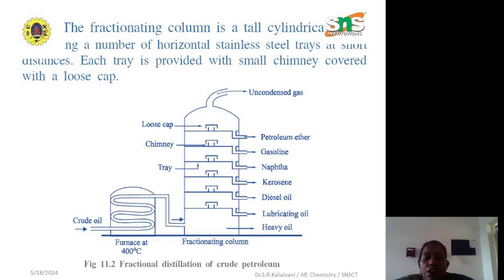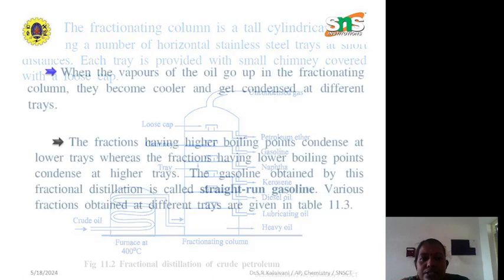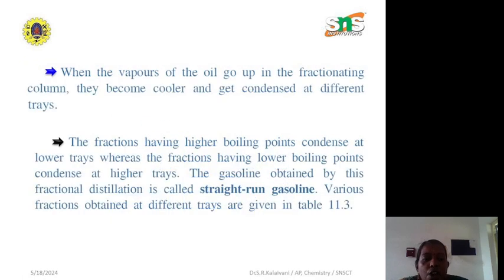Various fractions settle at the various trays based on their boiling points. When the vapors of the oil go up in the fractionating column, they become cooler and get condensed at the different trays. The fractions having higher boiling points condense at the lower trays, whereas the fractions having lower boiling points condense at higher trays. The gasoline obtained by this fractional distillation is called straight run gasoline or petrol.